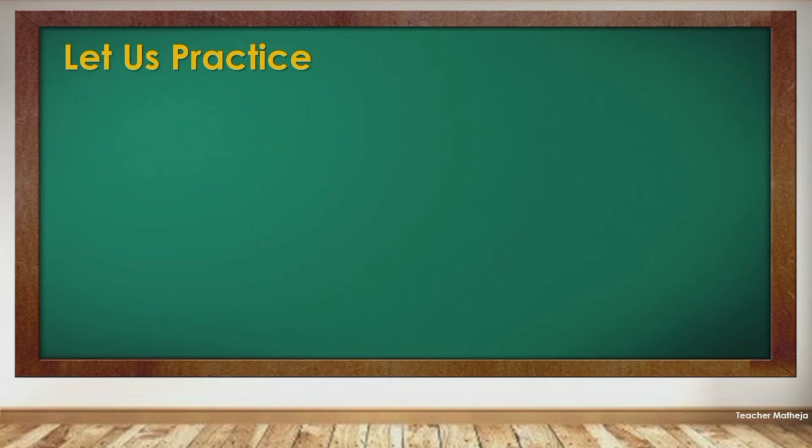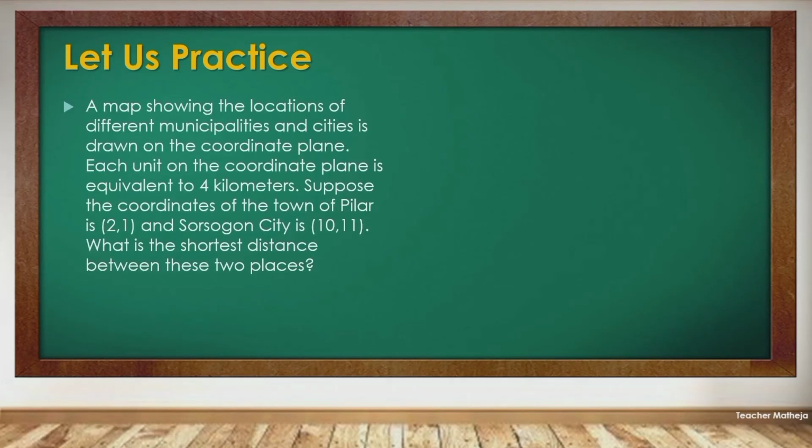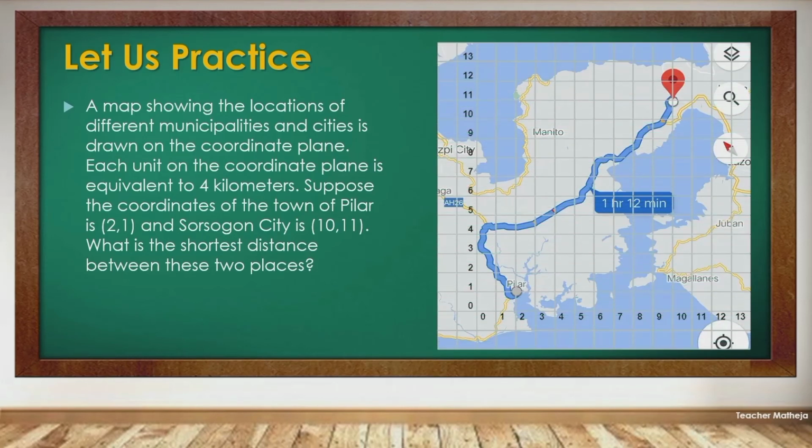Okay, number 3. A map showing the locations of different municipalities and cities is drawn on the coordinate plane. Each unit on the coordinate plane is equivalent to 4 kilometers. Suppose the coordinates of the town of Pilar is 2, 1 and Sorsogon City is 10, 11. What is the shortest distance between these 2 places? Start.